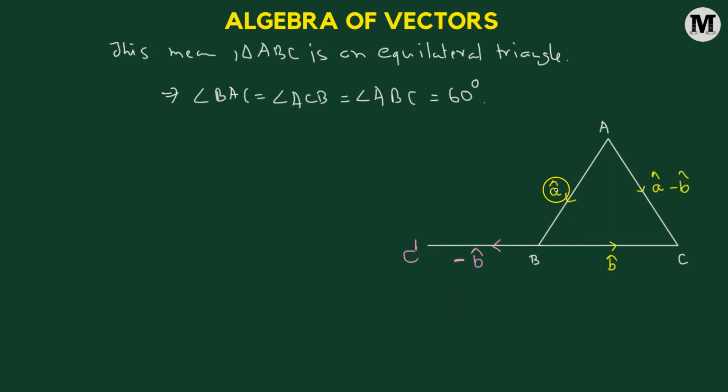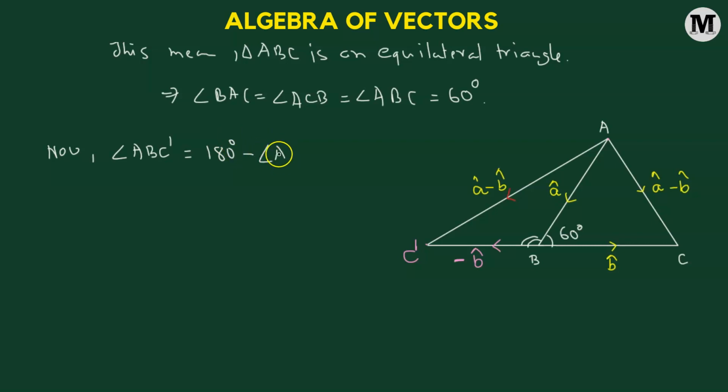So now we have negative b cap. What we'll do next is add a cap with negative b cap. All we have to do is join point A with point C prime, considering A to be the initial point and C prime to be the terminal point. Now, since we have already established that angle ABC is 60 degrees, what is the measure of angle ABC prime? Angle ABC prime is going to be 180 degrees minus angle ABC. So that means this will be equal to 120 degrees.